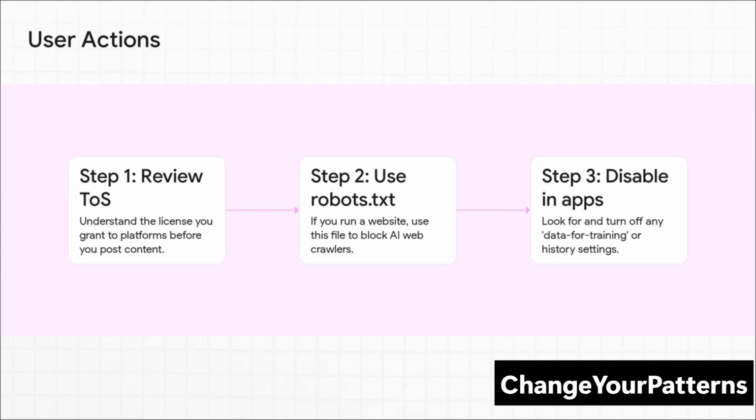Second, if you have your own website, you can use a simple file called robots.txt to tell these AI crawlers to just stay away. And third, really dig into your app's privacy settings. A lot of them now have an option to disable using your data for training. You can, and probably should, switch that off.